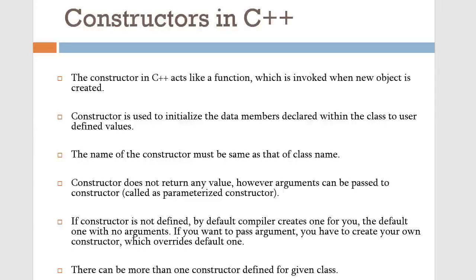By default, when you create an object of a class, all the data members hold a garbage or zero value. But with the help of a constructor, you can initialize those data members to user-defined values provided by a user. The name of a constructor must be the same as that of the class name. Let's talk about these 3 points with the help of an example.